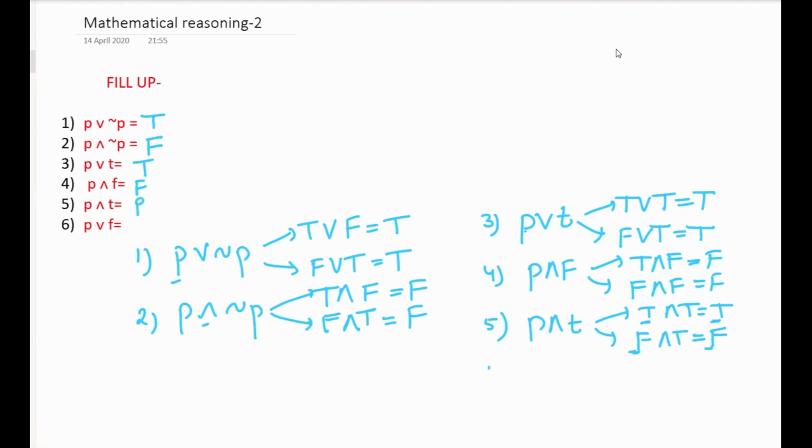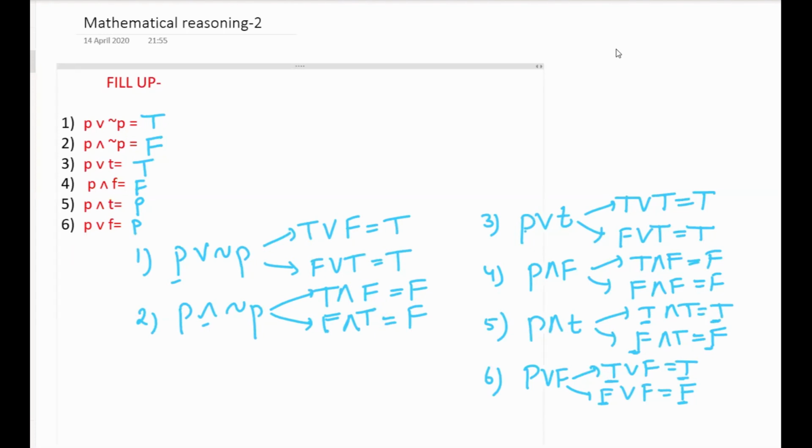Okay. Now the sixth case is P union F. We have two cases. First, if I take P true, then true union F is true. But if I take P false, then false union false is false. So again what we get is, whatever the value of P, that is the answer. If I take P true, the answer comes out to be T. If I take P false, the answer comes out to be F. Therefore the answer here is P. So I think this is clear to all of you.